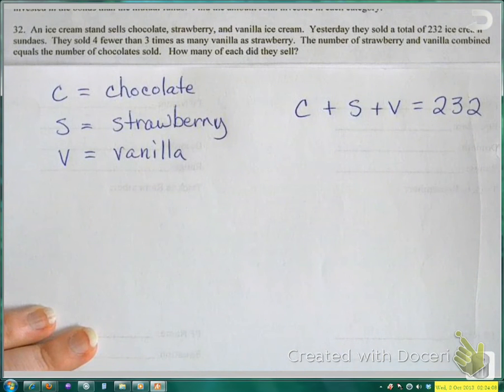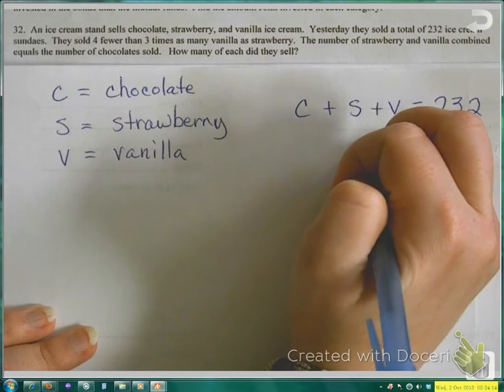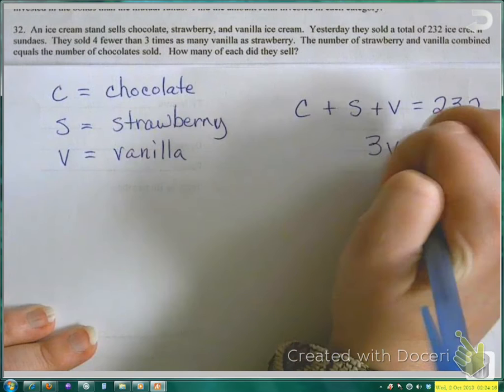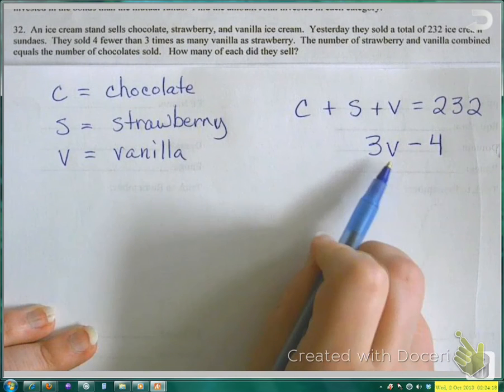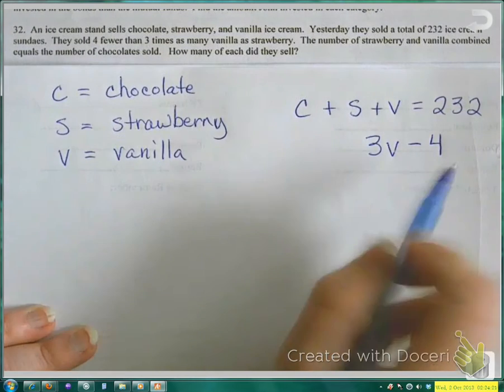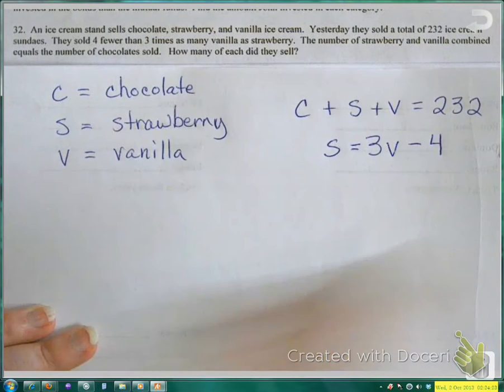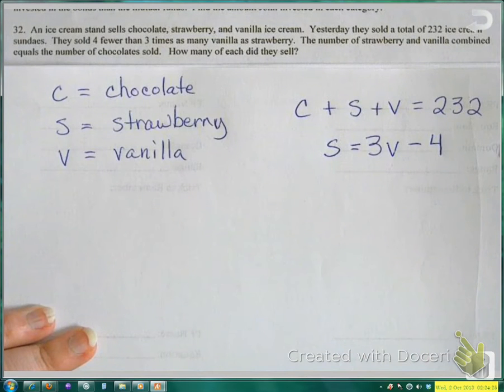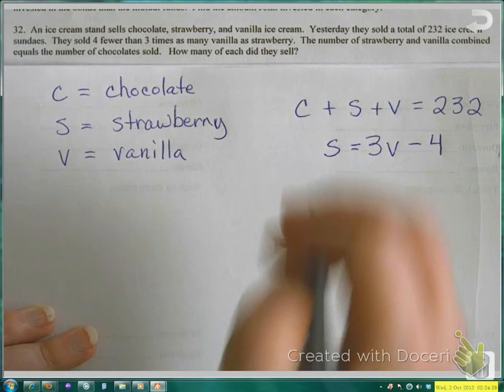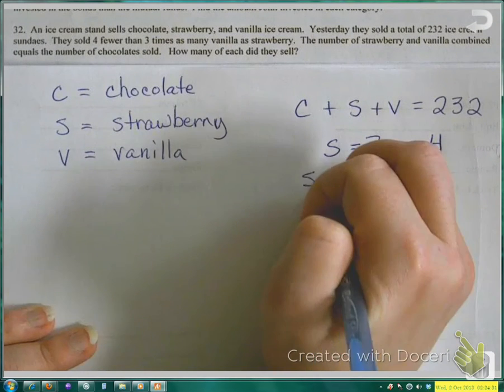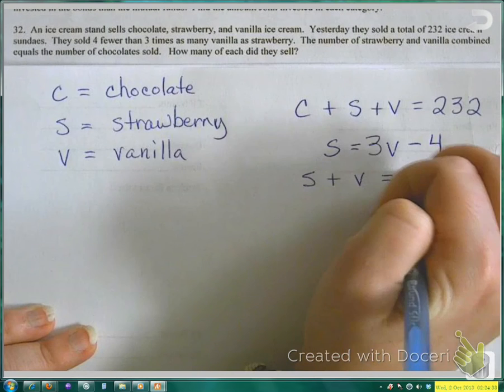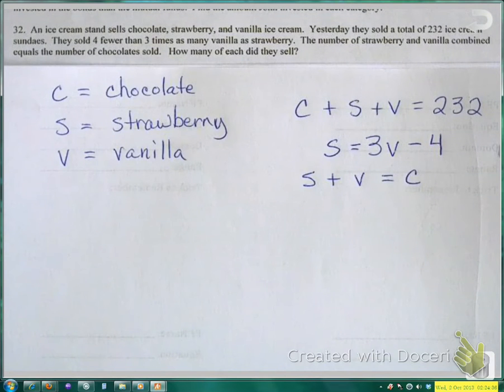Now, they sold 4 fewer than 3 times as many vanillas as strawberries. So if I take 3 times the vanilla and subtract 4, so 3 times your vanilla minus 4 should equal the strawberries. The number of strawberry and vanilla combined equals the number of chocolate, and I agree with that. So strawberry plus vanilla is going to equal the chocolate. And they want to know how many of each did they sell.